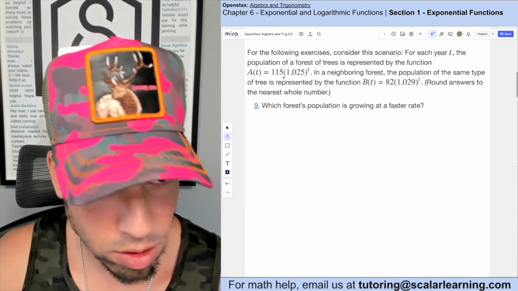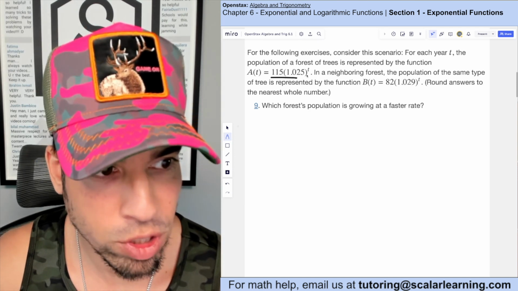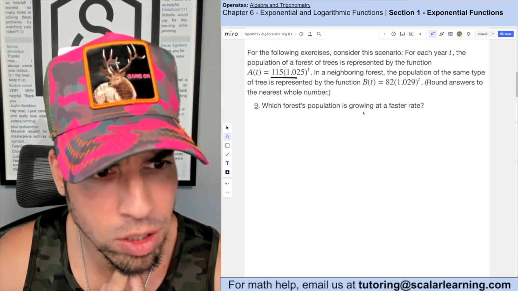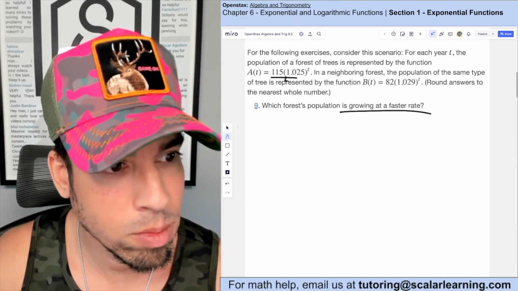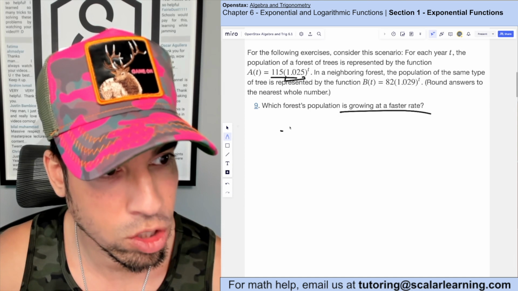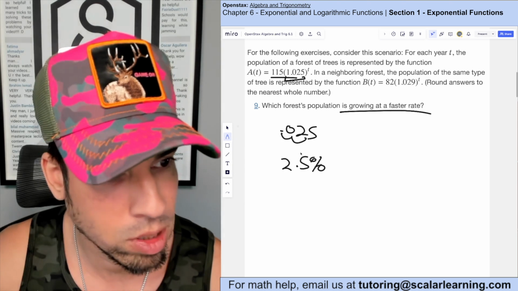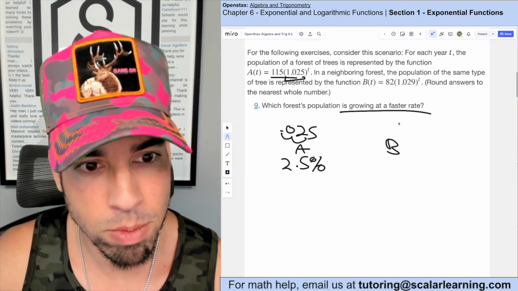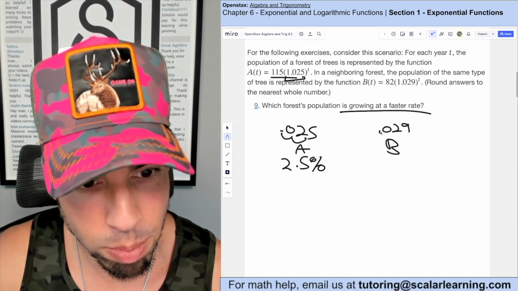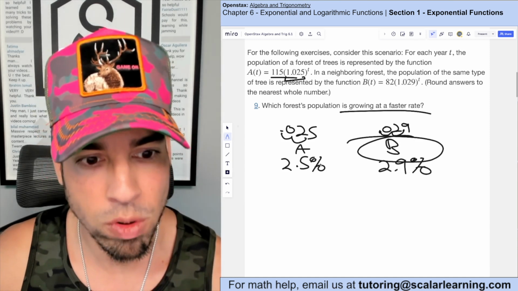So for this one, we're given these two equations for populations of a forest in terms of trees. This one has 1.025 in there. This one has 1.029. So the first question is, which forest population is growing at a faster rate? So that comes down to what's inside this parenthesis, right? And here it's the value above 1. It's 0.025, which as a percentage, if I moved it over, it's growing by 2.5%. So that's for A. And what about for B? It's 1.029 minus 1, which is 0.029, which as a percentage, we move it over twice, is 2.9%. So I would say B is growing at a faster rate.